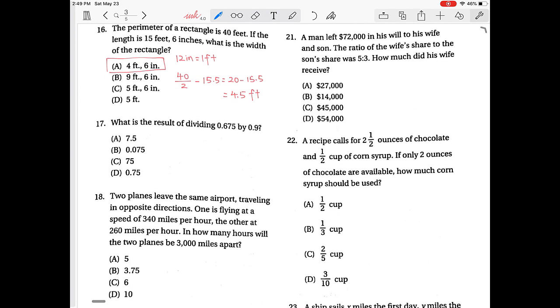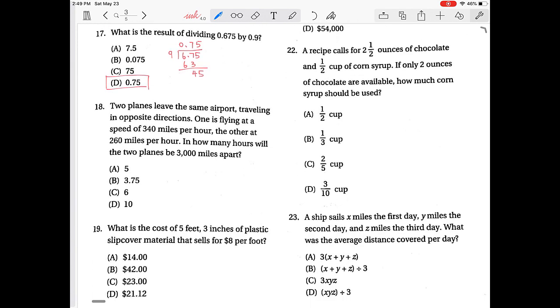Number 17, what's the result of dividing 0.675 by 0.9? So here, first I'm going to multiply each of them by 10. So that would turn it into what's the result of dividing 6.75 by 9. 9 can't fit in 6, so that's a 0. 7 times 9 is 63. And that's a 4, 45. 5 times 9 is 45, so our answer is 0.75, which is option delta.